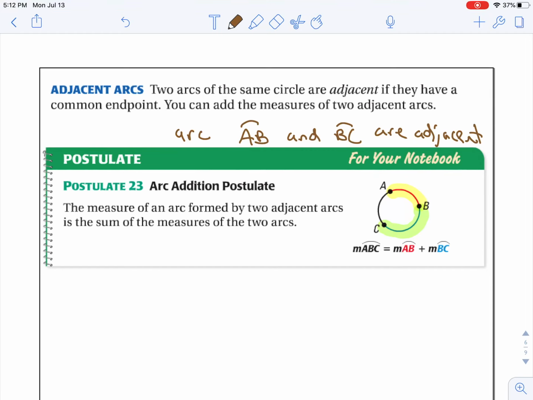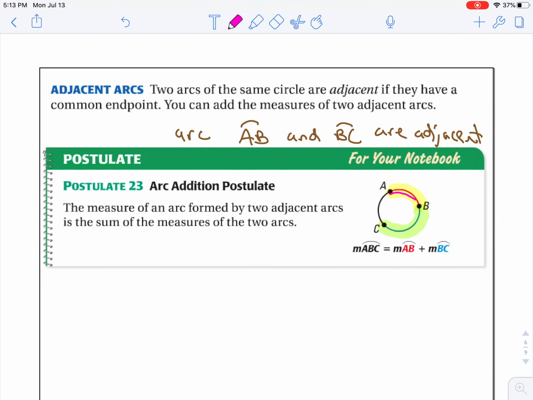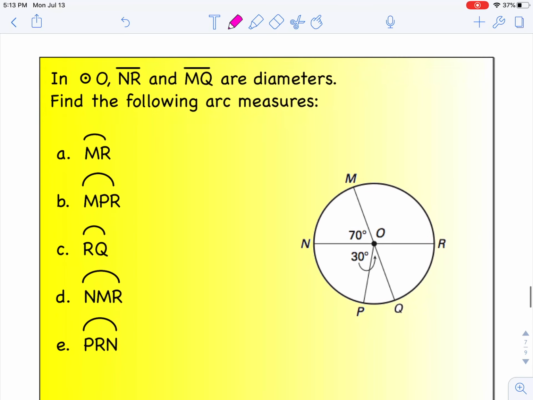If you look at AB and BC and add them together, you get the entire major arc ABC. So if we wanted to know the measure of this whole arc, we'd simply add the two pieces, and that is the arc addition postulate. The measure of an arc formed by two adjacent arcs is the sum of the measures of those two arcs. So it's just like angle addition and segment addition. We also have arc addition, and that makes sense, hopefully.